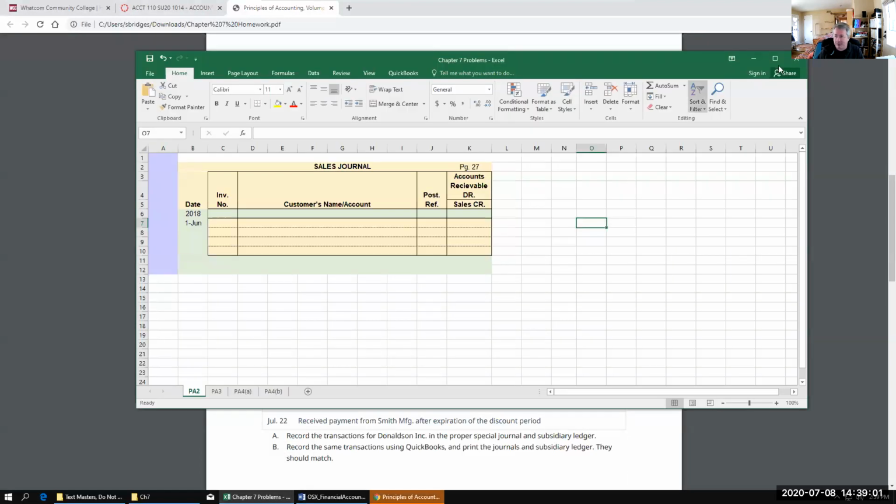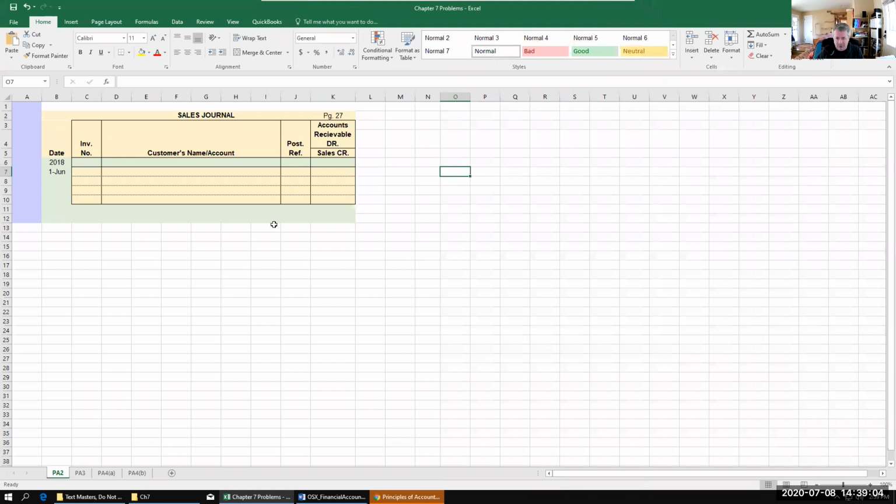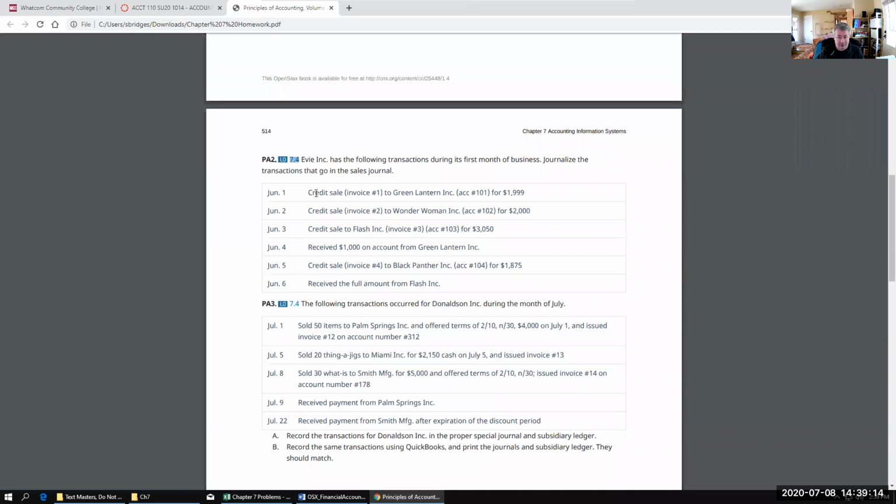So I'm going to pull up the working paper here. And we see we're working within the sales journal. We have 4 entries here, so we know we're only going to be making 4 entries, and we have 4 credit sales here. So that's a hint. And for this one, it's really just putting in the information.